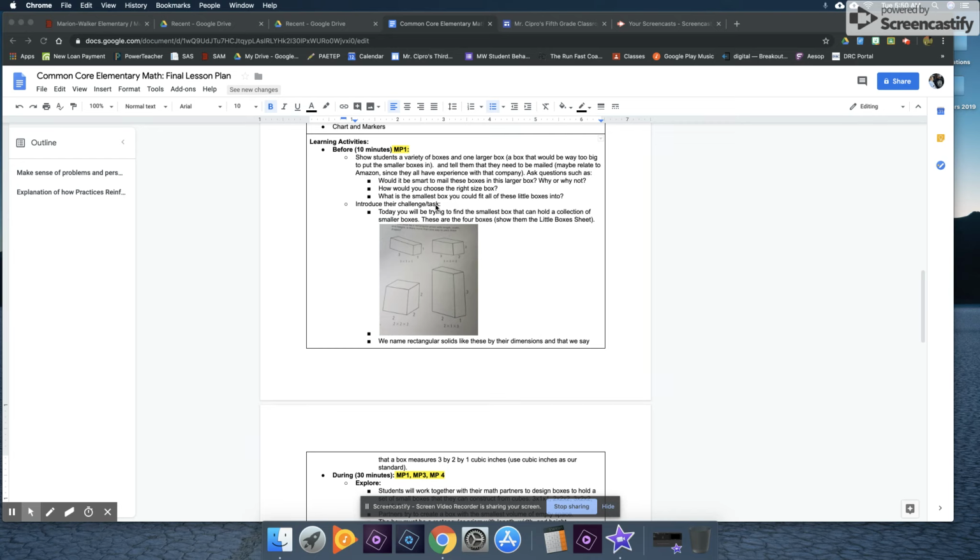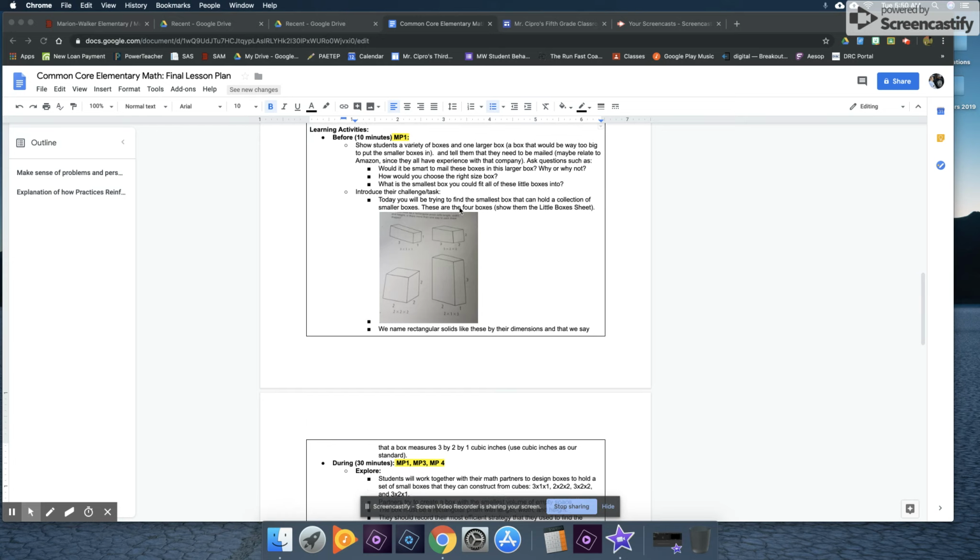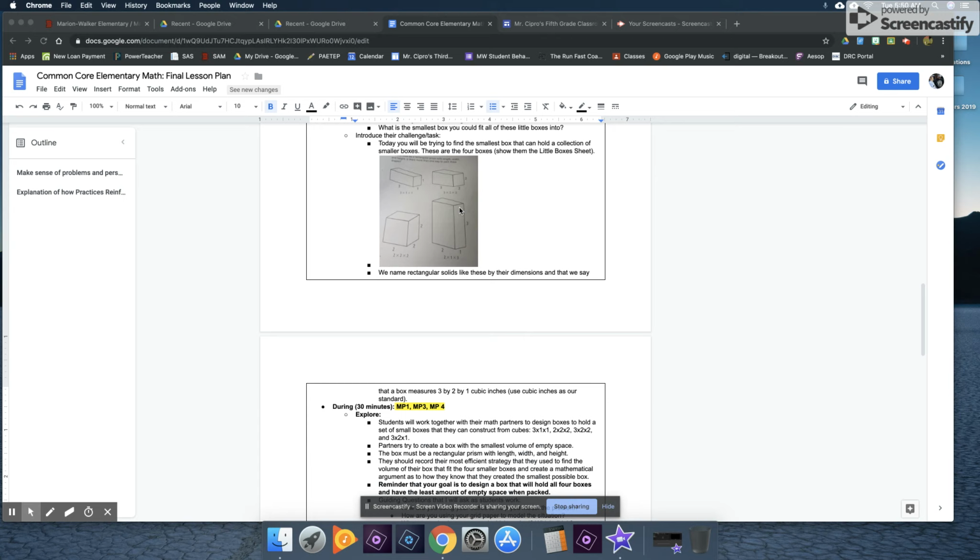And hopefully that leads to a discussion about how the one that leaves the least amount of space inside is the best one, because it won't be rattling around so much, especially if you have something valuable inside the box. So then after that, leading to some of those discussions and questions that I have up here that I'll ask, I'm going to introduce their challenge or task.